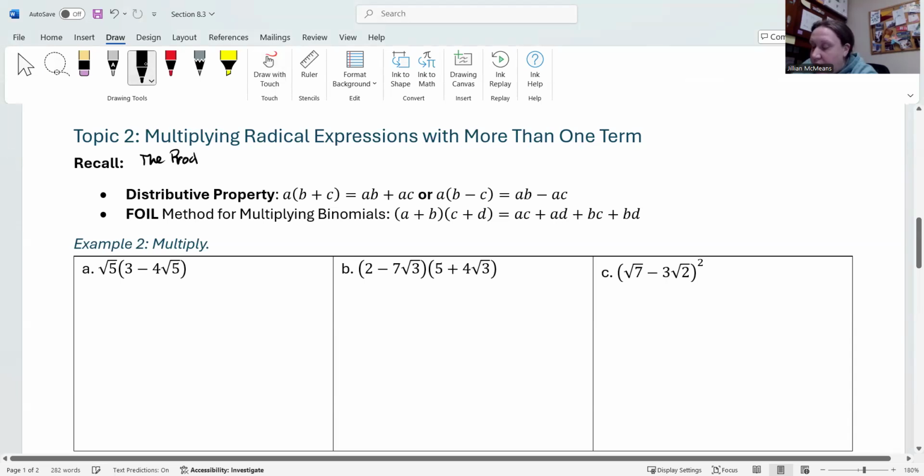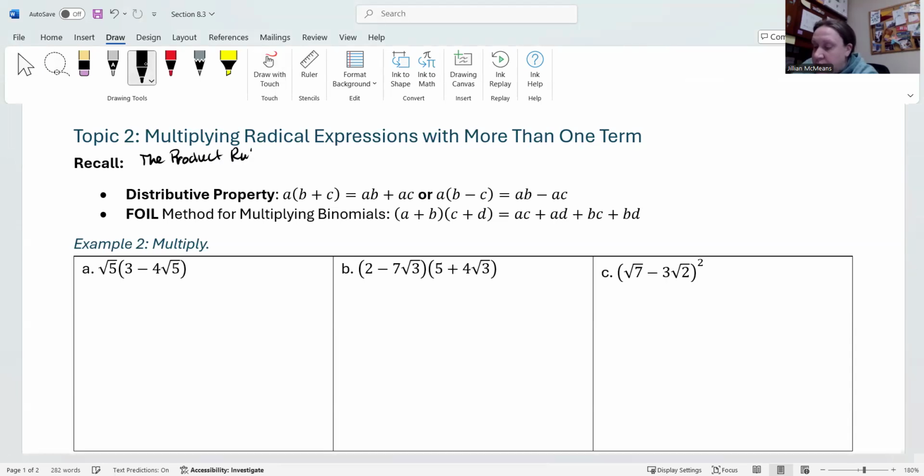so we have the product rule for radicals. This is different than the product rule for exponents. This is the product rule for radicals. It tells us that if I have the square root of a times the square root of b, I could write that as the square root of a times b. You can merge things under a single radical if they have the same index.